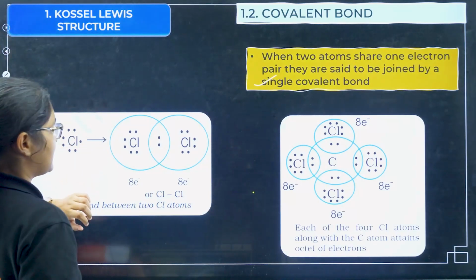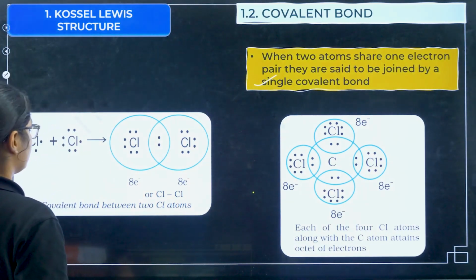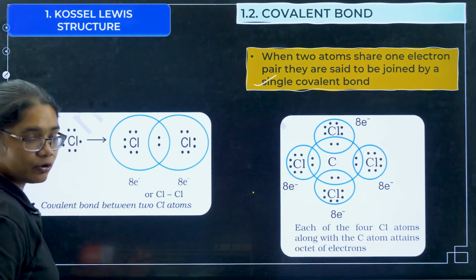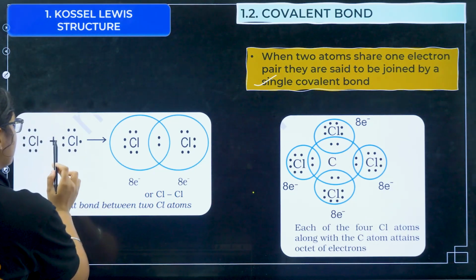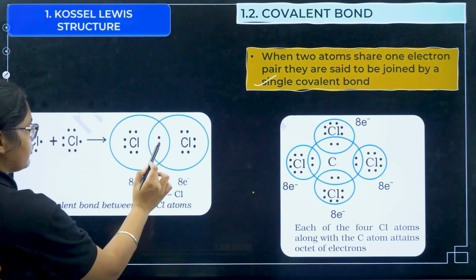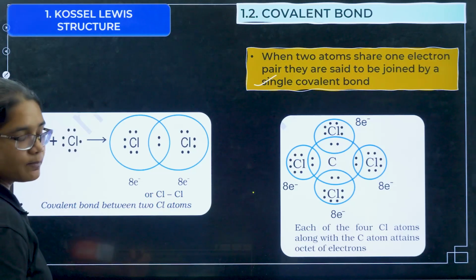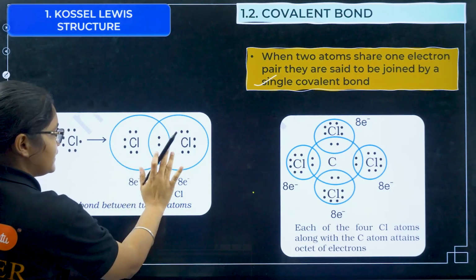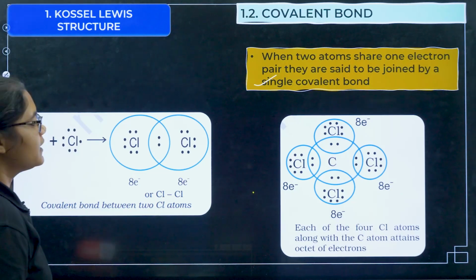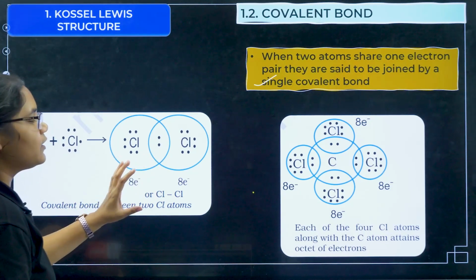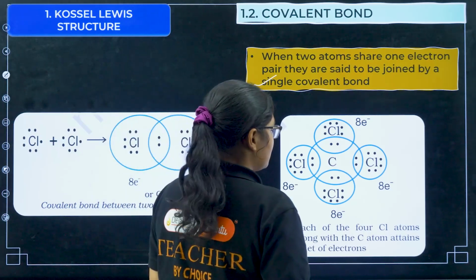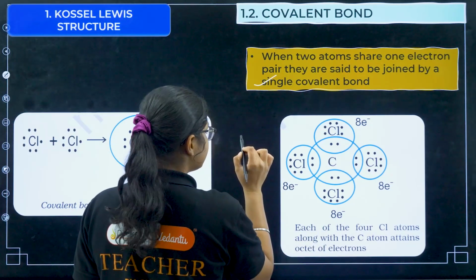You can see an example here: chlorine and chlorine. Each chlorine has 7 valence electrons. This one donated 1 electron, this one donated 1 electron, and they shared one pair of electrons. Now you see this chlorine has 1, 2, 3, 4, 5, 6, 7, 8 electrons, and the other also has 8 electrons. So both of them have obtained their octet and are stable. Similarly, if you see the example of CCl4, right?